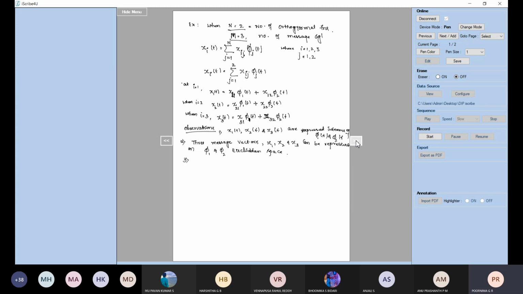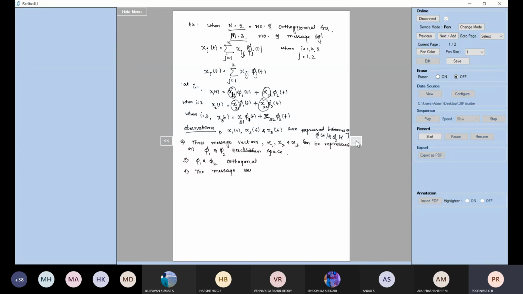And the third observation: phi 1 and phi 2 you should always choose orthogonal to each other, because they must always satisfy the optimal system design. And the fourth observation is about the message vectors. Which are the vectors here? What you are representing as x11, x12, x21, x22, they are all the message vectors.